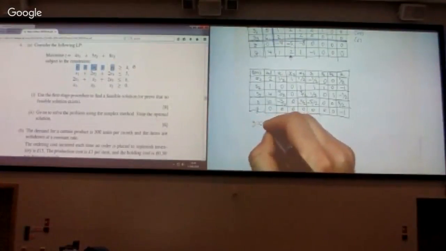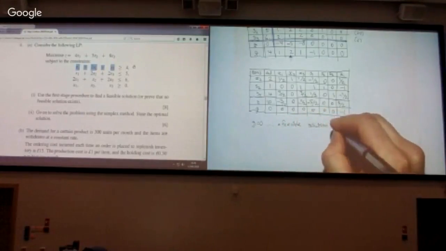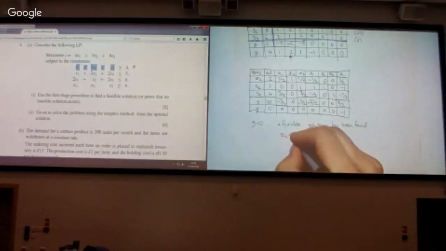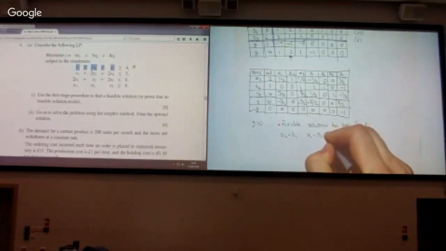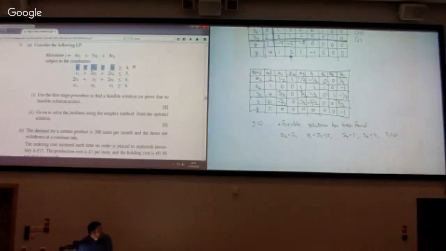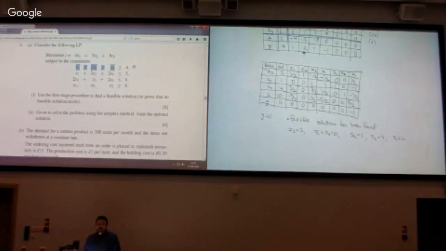G is 0 means that a feasible solution has been found, which is x2 is 2, and x1 and x3 are 0, and also maybe you can say that x2 is 1 and x3 is 0. Okay. Which finishes the Roman 1 part. We found a feasible solution. Okay, and so what do you do next?